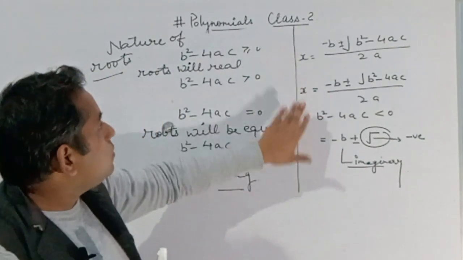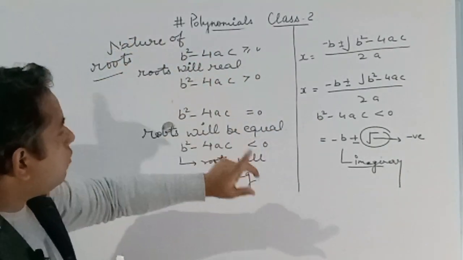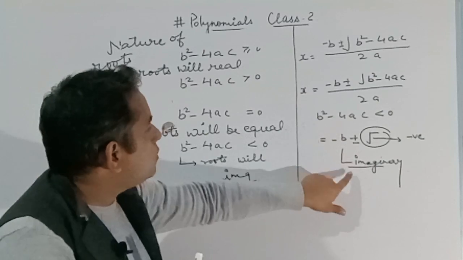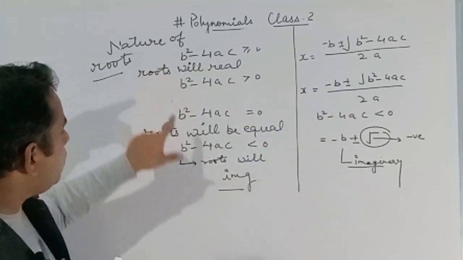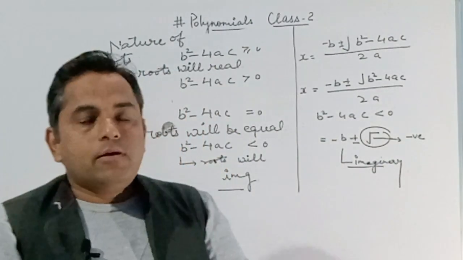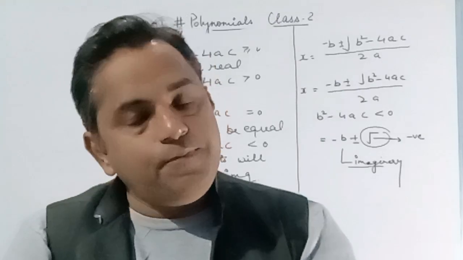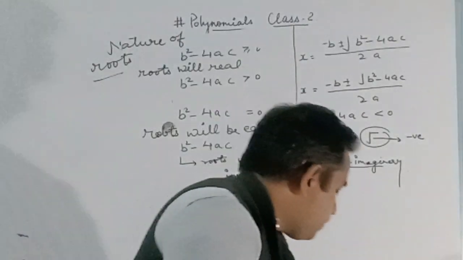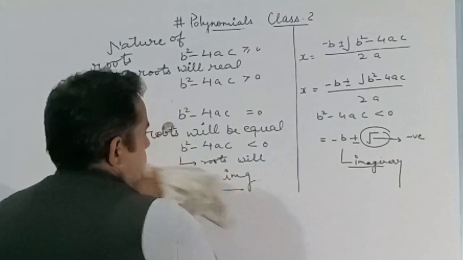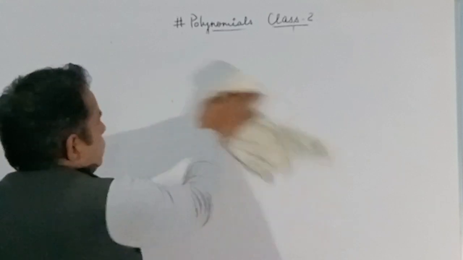So this is the nature of the roots of all. This is the discriminant: imaginary roots, roots will be real, roots will be equal. Okay, so this is what we learn about the nature of the roots. Clear? So as I'm writing here one question, and then we will take an example of that.